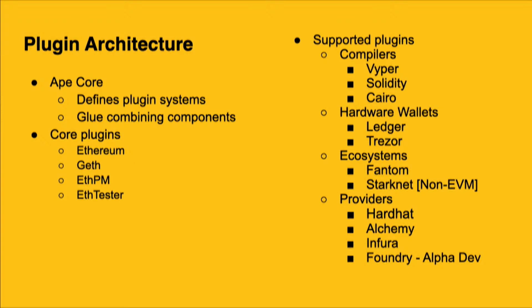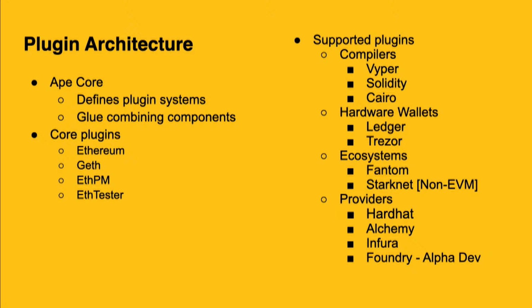All right, so we talked a little bit about the plugin architecture. Let's dive just a little bit deeper because one of our bounties is writing a plugin. So you might say, Evan, all right, what's this plugin thing about? We have Ape Core, which is basically the glue and defines how these components are going to interact with each other. You have some core plugins that come out of the box as soon as you download Ape: Ethereum, Geth, and EthPM, which is a package manifest, sorry, had a brain fart there.